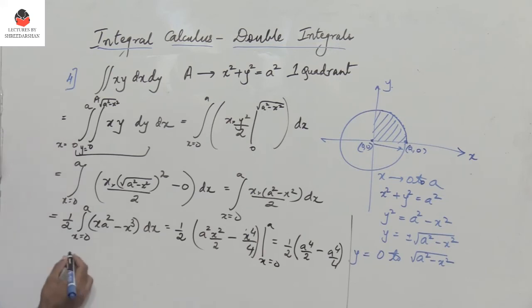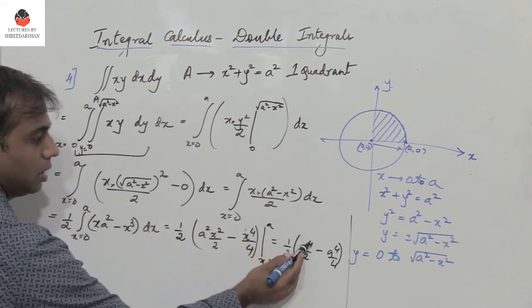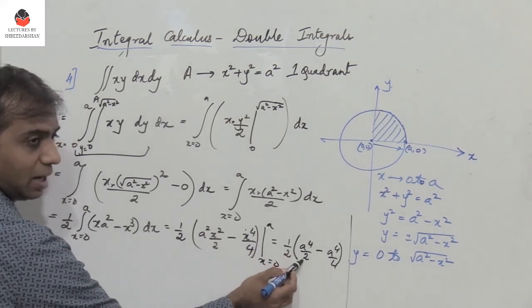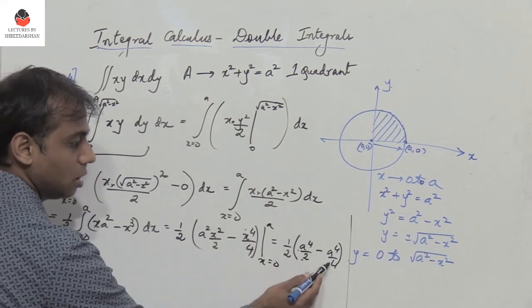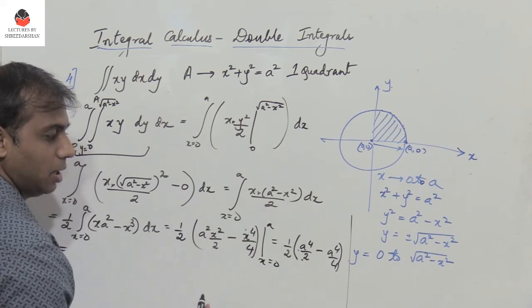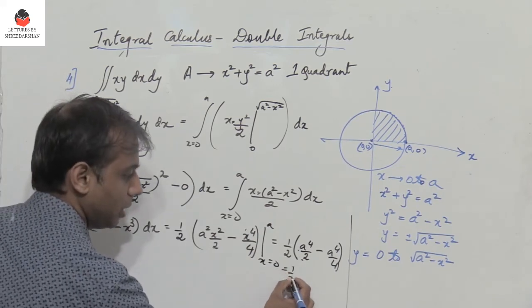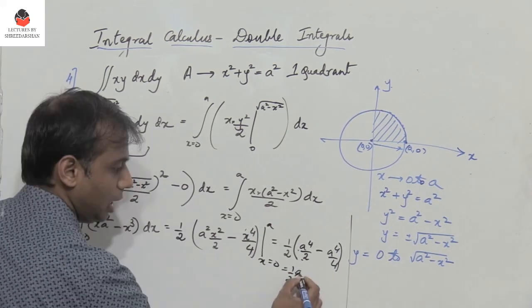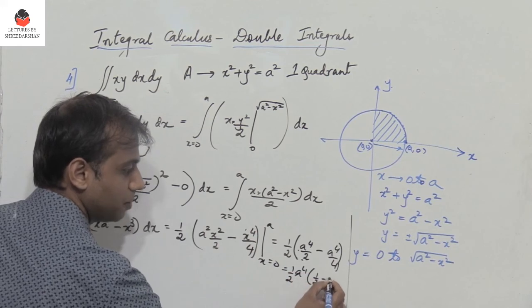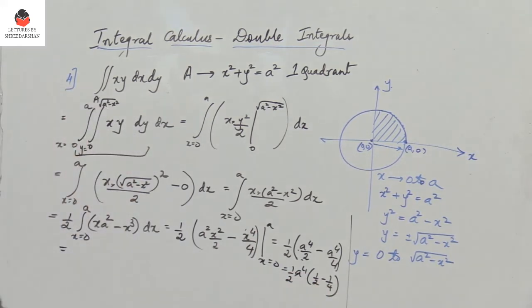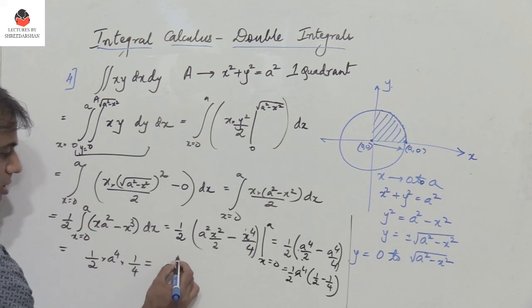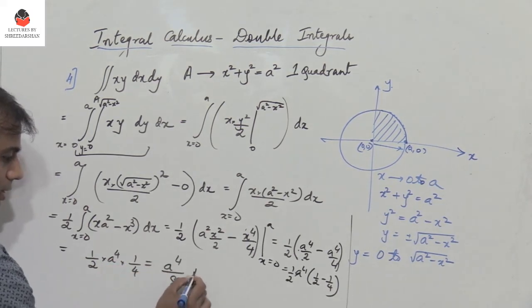So now let me take the LCM. A power 4 by 2 is nothing but half. So it is half into a power 4 minus 1 by 4 into a power 4. So this is nothing but 1 by 2 into a power 4. So this is half minus a quarter. What is half minus 1 by 4? It is 1 by 4. So you get 1 by 2 into a power 4 into 1 by 4. So the answer is a power 4 by 8.